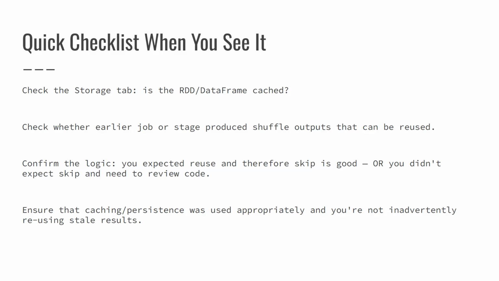A quick checklist for when you see it. Check the Storage tab. Is the RDD or DataFrame cached? Check whether an earlier job or stage produced shuffle output that can be reused. Confirm the logic. Either you expected reuse and therefore skipped is good, or you don't expect skipping and need to review the code. Ensure that cache persistence was used appropriately and you are not inadvertently reusing stale results.